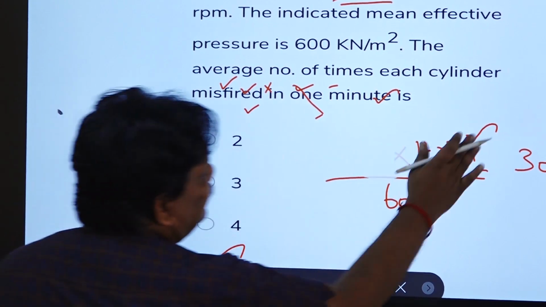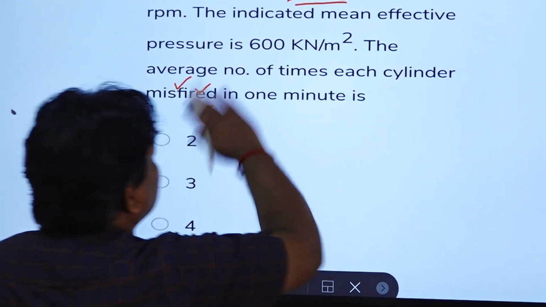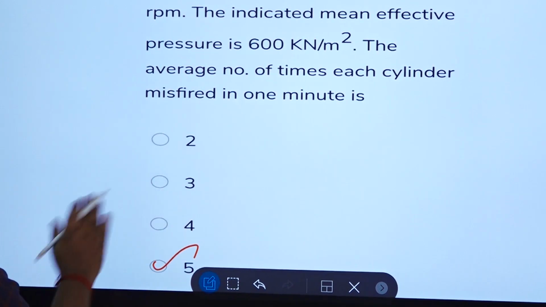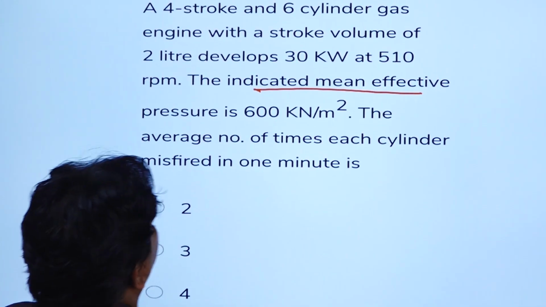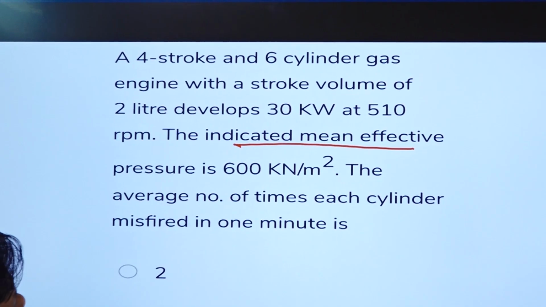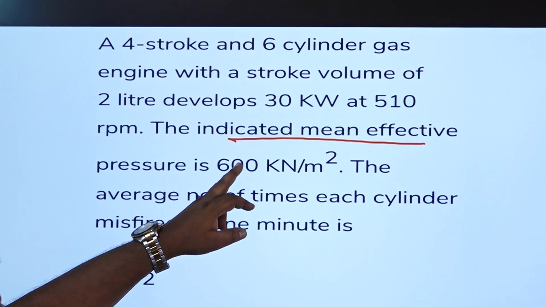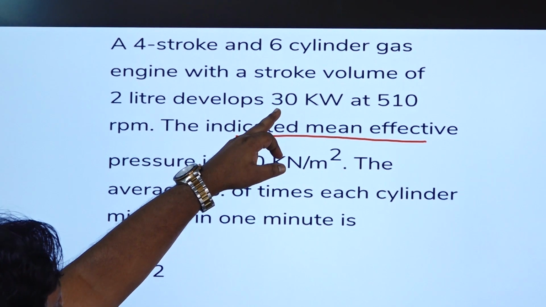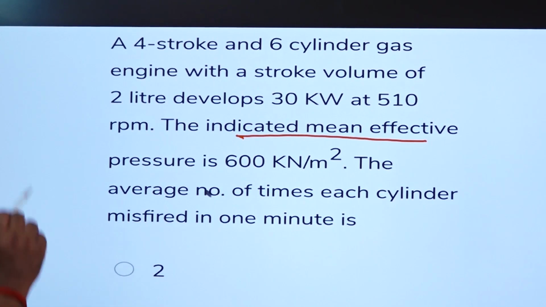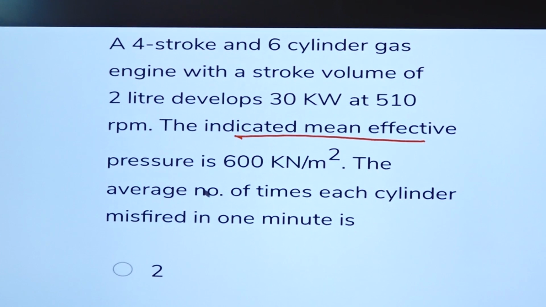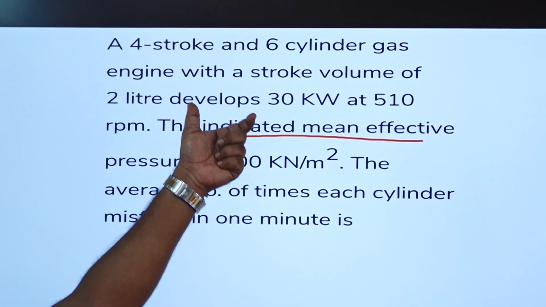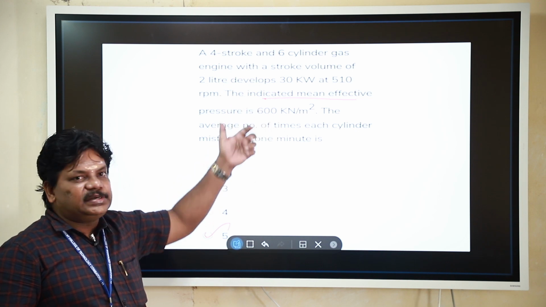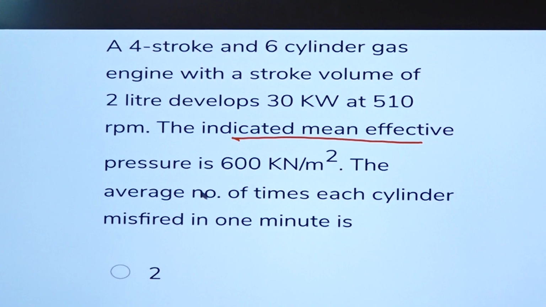So you should not take this much time. Simply you should know the formula for the indicated mean effective pressure, where the indicated power is substituted. Everything should be known to you. You have to use the formula according to the given data. So what data are given to you? Based on that you have to arrive at the formula and substitute in it.